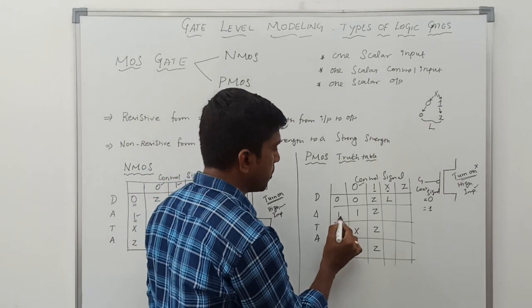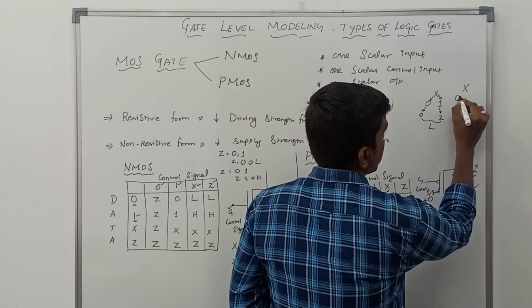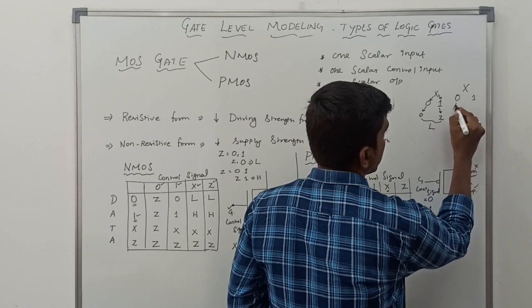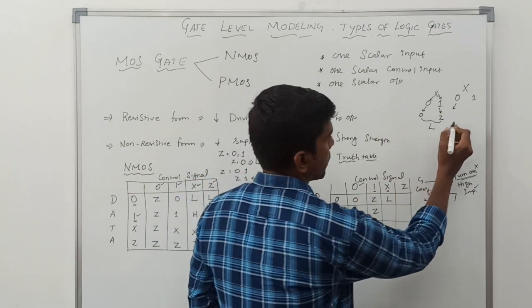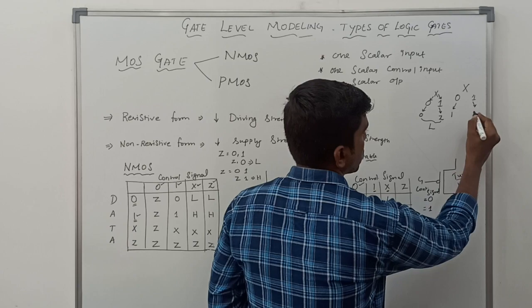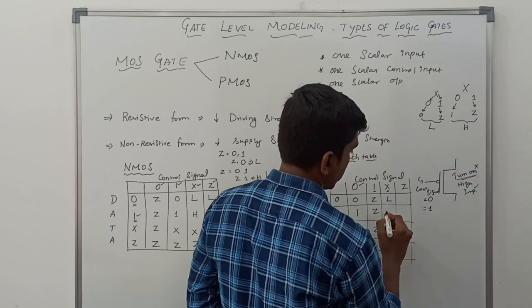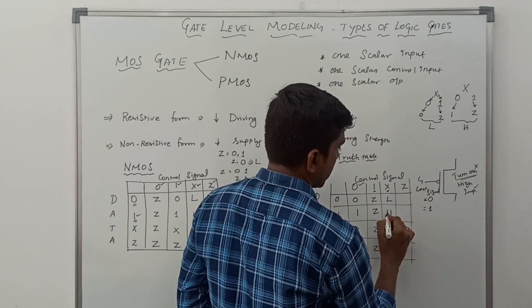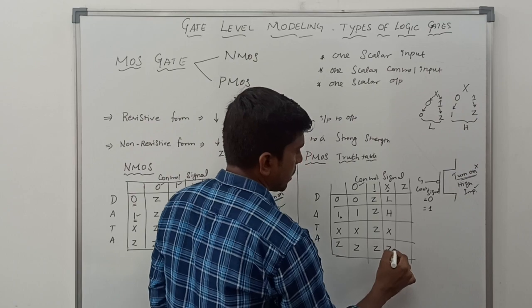Then the next case, the input value is 1. The X value is 0 or 1. With 0, the transistor turns on and the input value 1 is reflected to the output. Suppose the X value is 1, it goes to high impedance state Z. So it represents H. The remaining two values are copied as they are.